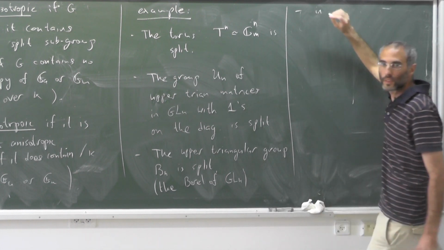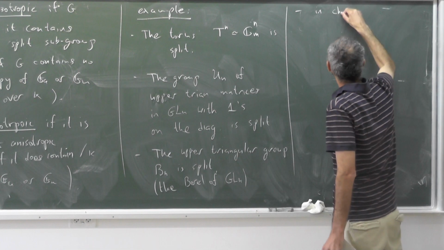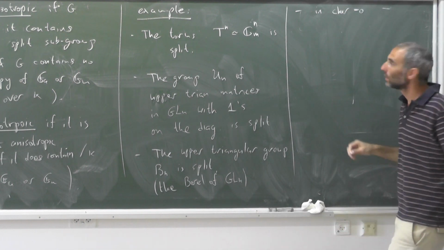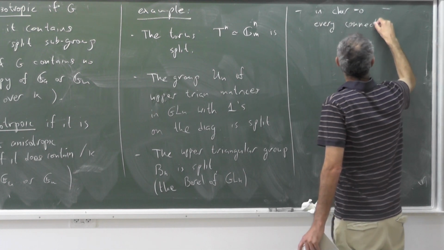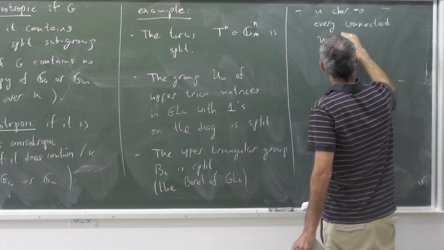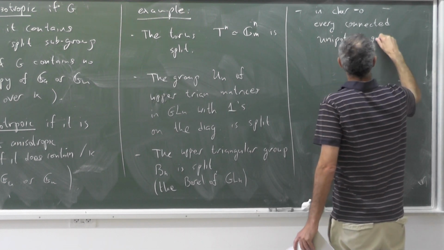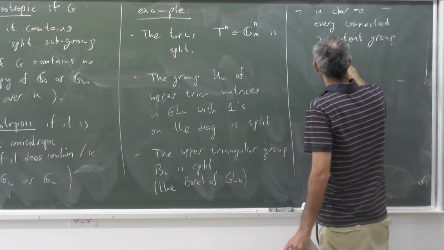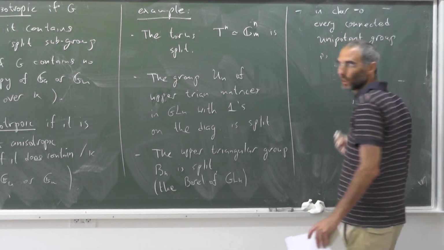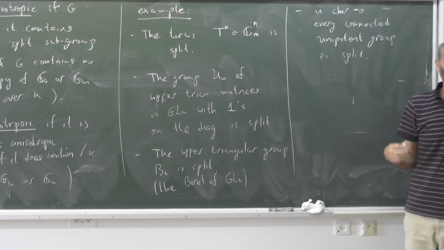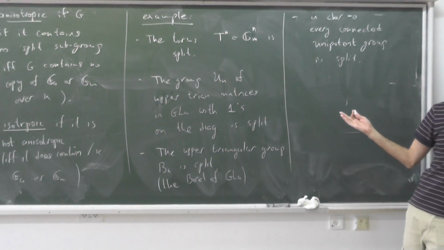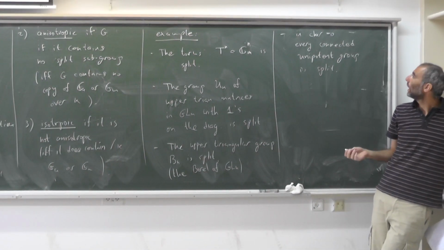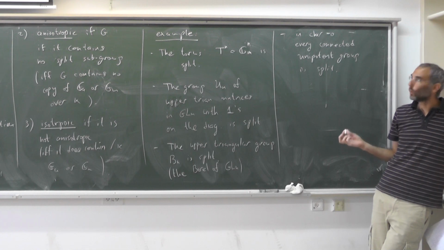So this is an exercise to verify for yourself. In characteristic zero, every connected unipotent group is split. So I'll remind you what a unipotent group is. An element is unipotent if all its eigenvalues for any linear representation of the group containing it are ones.